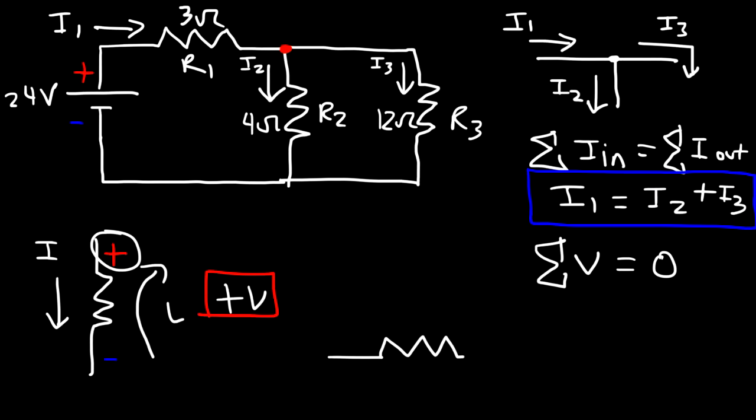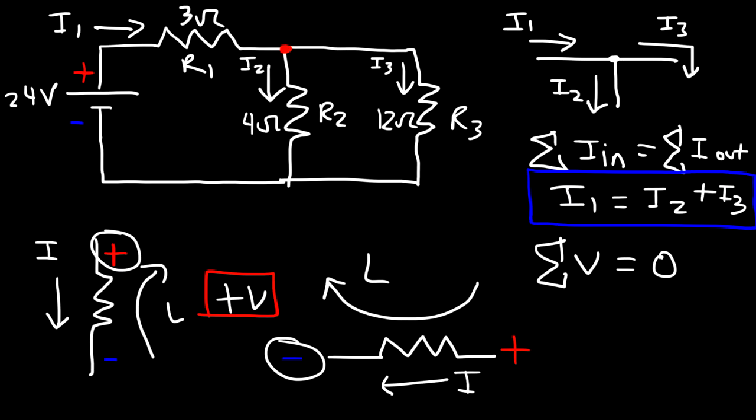Now let's say we have a resistor and the current is flowing in this direction. And using the loop rule, we're traveling in this direction. Will this be associated with a voltage drop or a voltage lift? Now we know that current flows from positive to negative. So we're traveling towards a low potential. So this will be associated with a voltage drop.